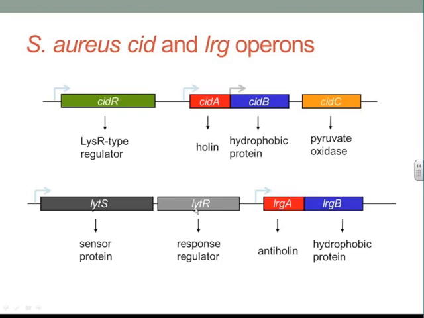Likewise, in the bottom schematic here, you can see that the lrgAB operon is actually regulated by this two-component system known as LytSR, where you have LytS, which is a sensor protein, and LytR, which is a response regulator. And this has also been shown to be regulated by different processes in central metabolism.